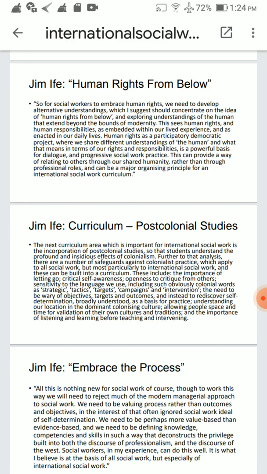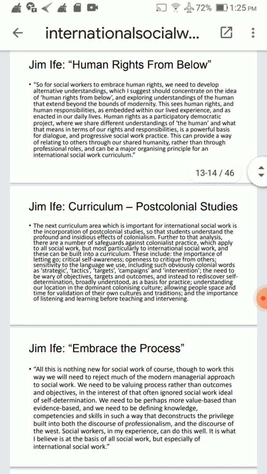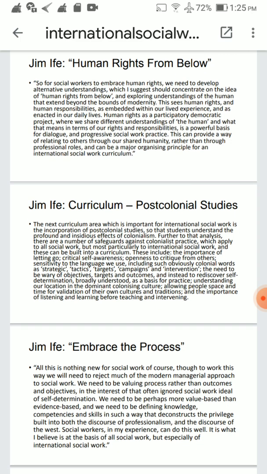The next curriculum area which is important for international social work is the incorporation of post-colonial studies, so that students understand the profound and insidious effect of colonialism. Further to that analysis, there are a number of safeguards against colonizing practice, which apply to all social workers but most particularly to international social work. And this can be built into a curriculum.